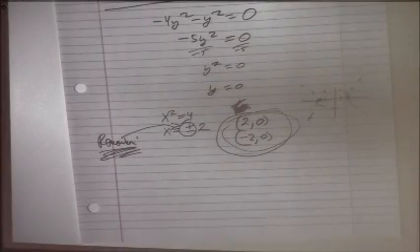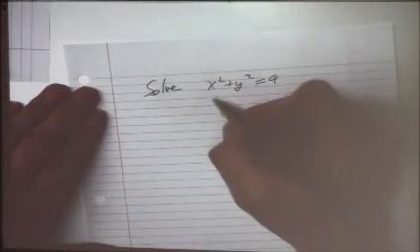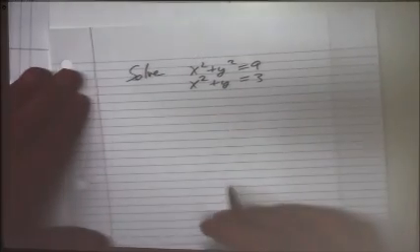Okay, now let's bring it up a step. I'm going to do another similar one. In fact, this will be a circle and a parabola. Okay, let's do this. Solve x squared plus y squared equals 9, x squared plus y equals 3.